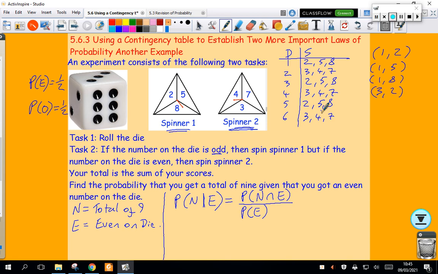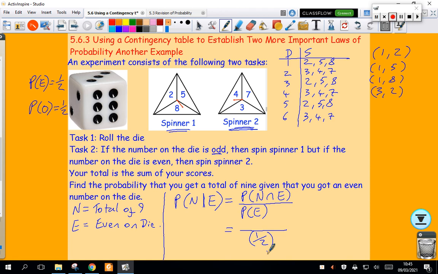So, I want to find a couple of things in here. One thing that's nice and easy is the number below the line. What's the probability that I roll an even? Well, we know that is a half. So I'm going to put a half down below the line. We need to know how to divide fractions here. On the top, I'm looking at the probability of getting a 9 and an even.